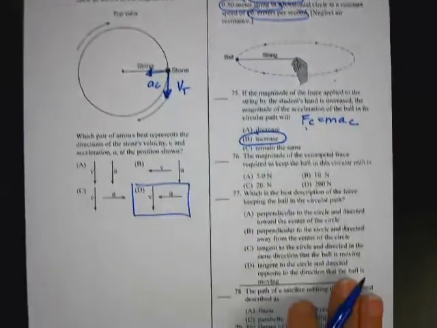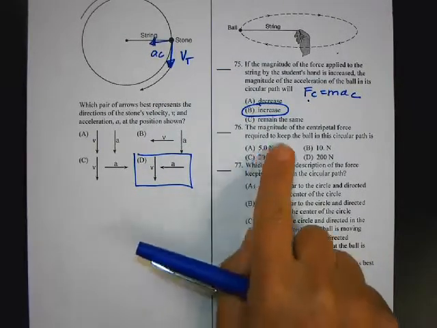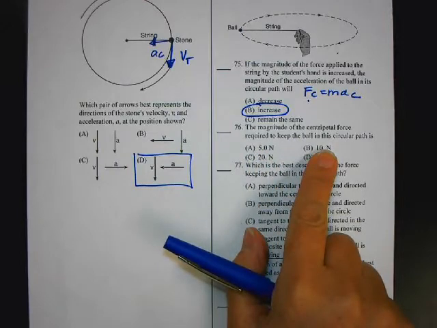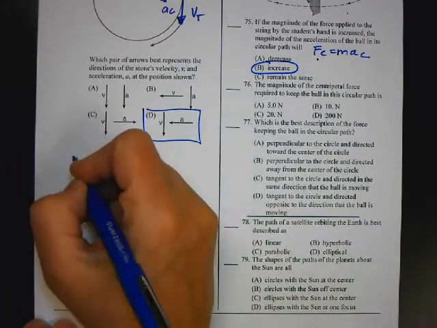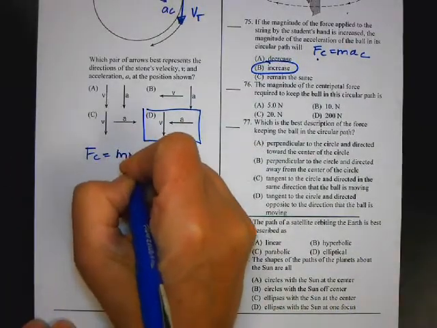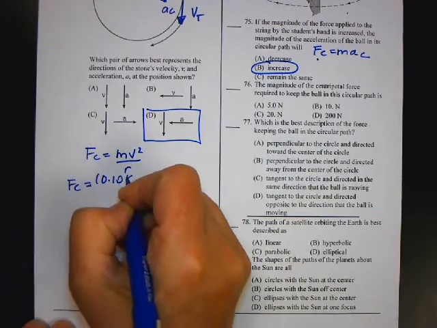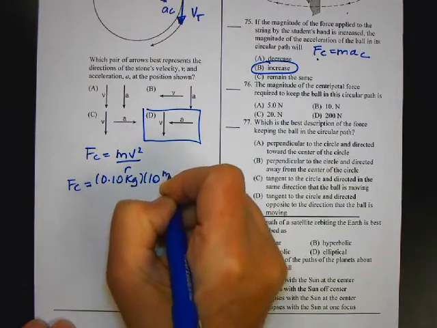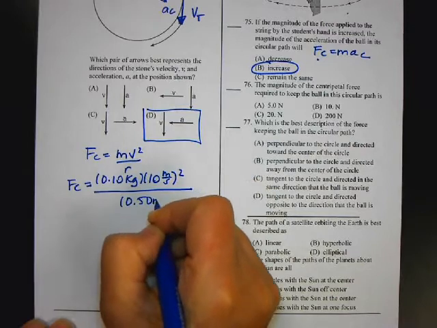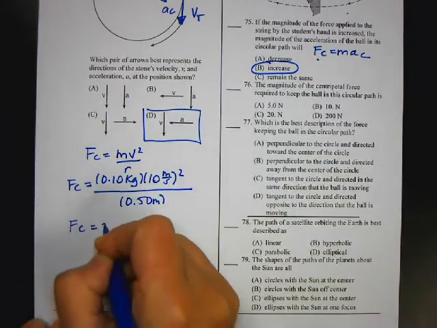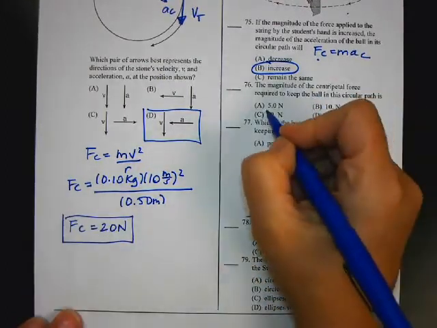All right, number 76. It says the magnitude of the centripetal force required to keep it in this path. So now I actually have to calculate that centripetal force. So we know centripetal force is equal to m v squared over r. So the centripetal force is equal to 0.10 kilograms times 10 meters per second squared over r, which is 0.50 meters. So when I do the math on my calculator, it comes out to be 20 newtons, which is choice C.